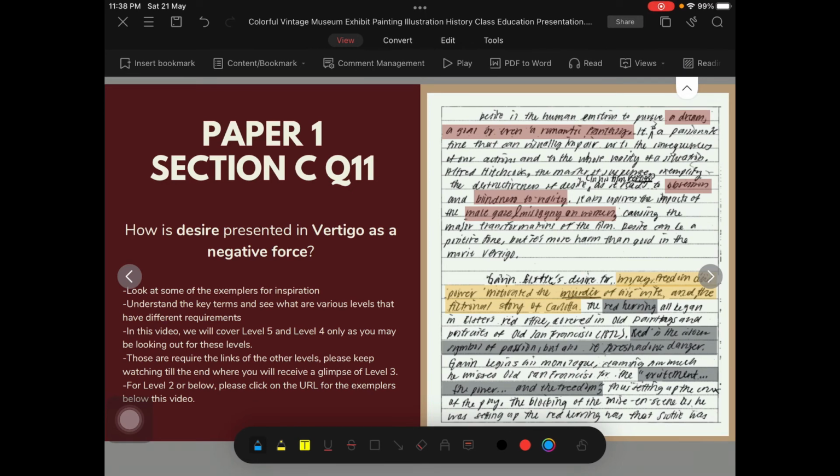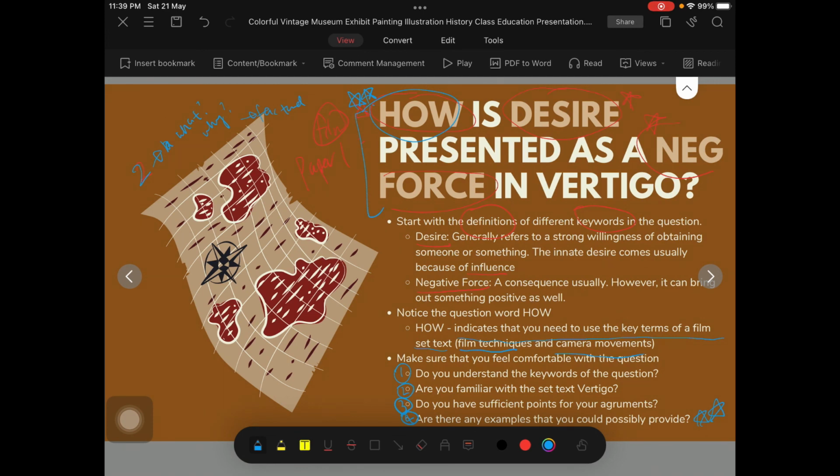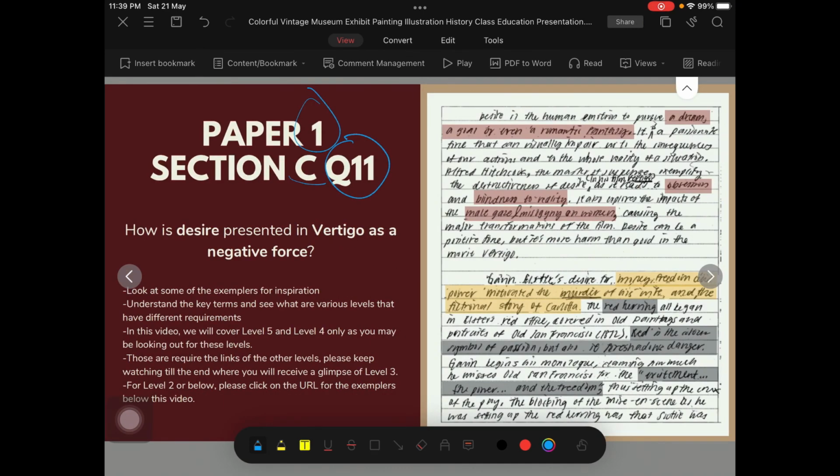Because this is a paper 1 question, section C, question number 11, I'm trying to be more specific over here. So this is a level 5 exemplar, and I just wanted to show you how it looks. Before we delve into a level 5 exemplar, I want to highlight that it's always important to look at different exemplars for inspiration and, going back to the previous slide, to understand what the key terms are and how you can possibly define them.